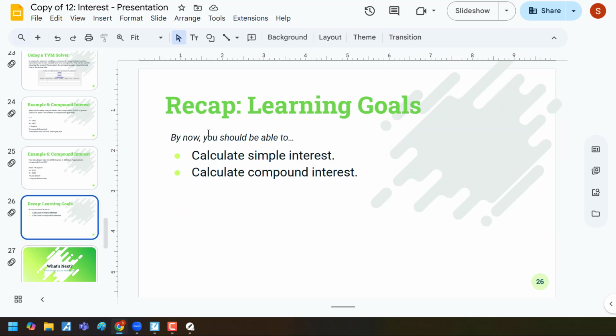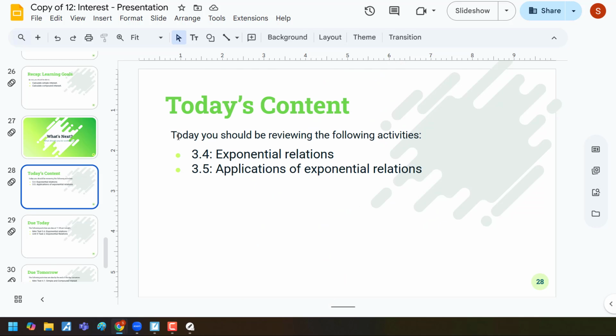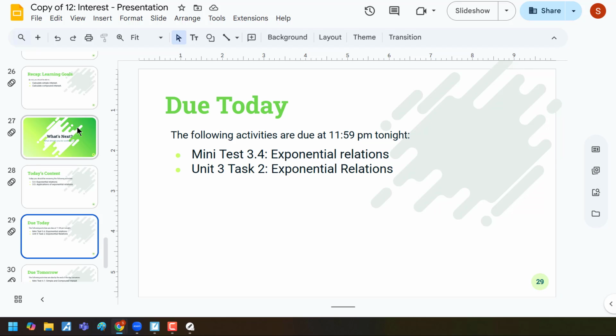So recap: learning goals, calculate simple interest, calculate compound interest. What's next? Make sure you're completing all your quizzes from Unit 3. If you haven't already done so, make sure you're doing all those tasks and quizzes.